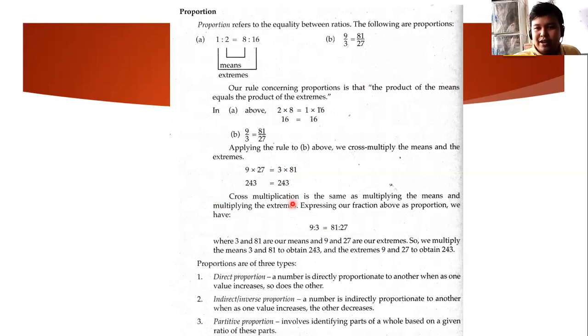There are three types of proportion. First, direct proportion: a number is directly proportional to another when, as one value increases, so does the other. In indirect or inverse proportion, a number is inversely proportional to another when, as one value increases, the other decreases. So in direct proportion, when one goes up, the other also goes up. In indirect, when one goes up, the other does not. Then partitative proportion involves the parts of a whole as given by the ratios.